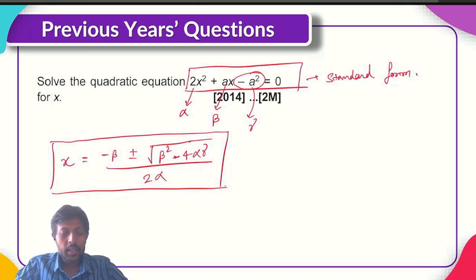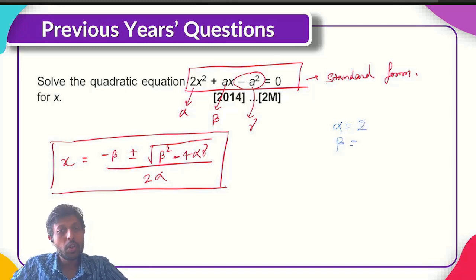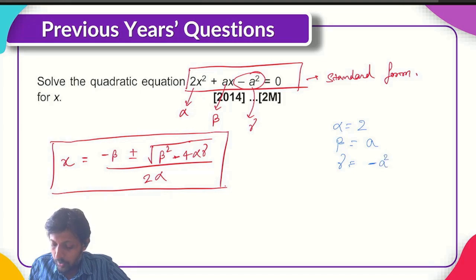That's all. We have to identify alpha, beta, and gamma, which is very easy to do. So alpha is the coefficient of x square, and what's that? That's 2. And beta is the coefficient of x, which is plus a. So I'll just write it a. And gamma is the constant term basically, and we have to write it along with its sign. So that's the constant term. This is gamma. Let's now substitute the values in this formula to find out the roots.